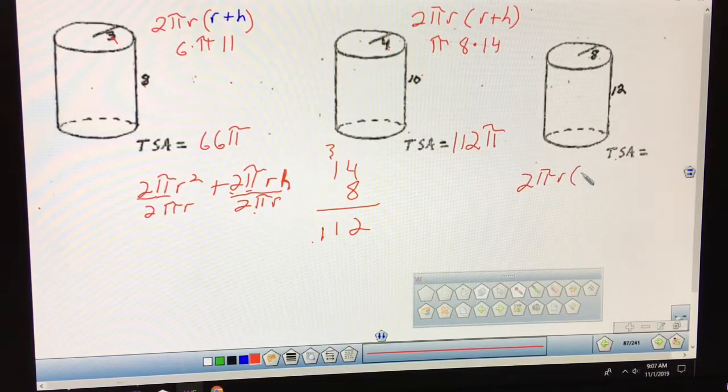2 pi r plus h. My r plus h in this situation, 8 plus 12 is 20. And then 2 times the radius is 16. 16 times 20 times pi. I believe that's going to give me 320 pi.